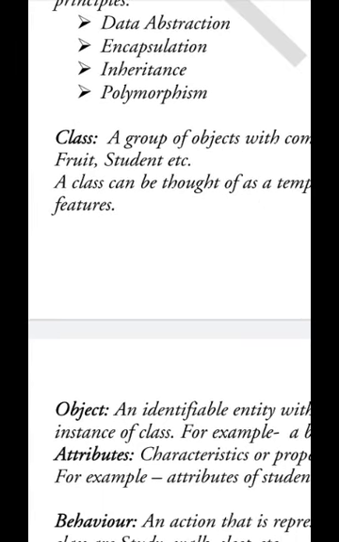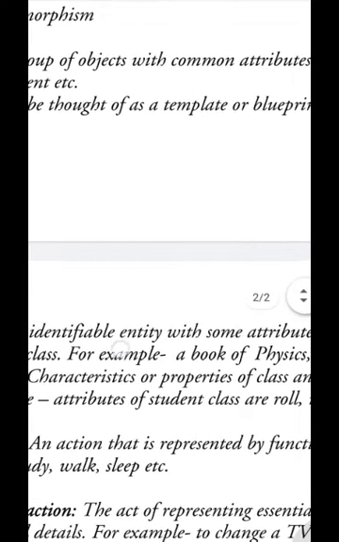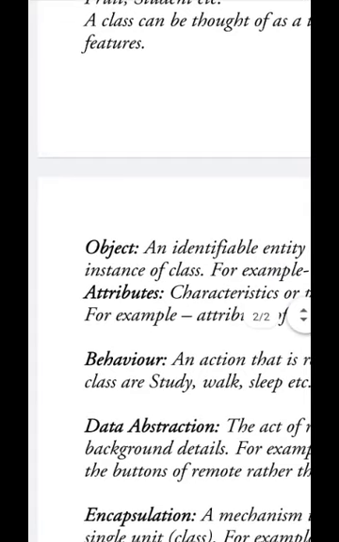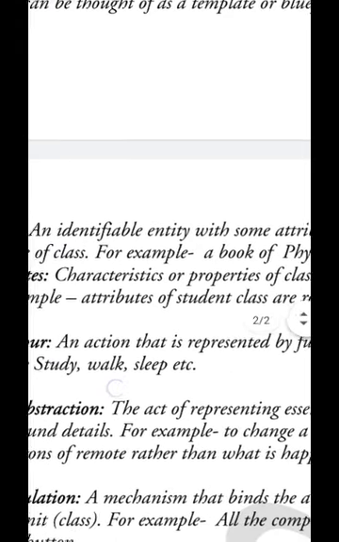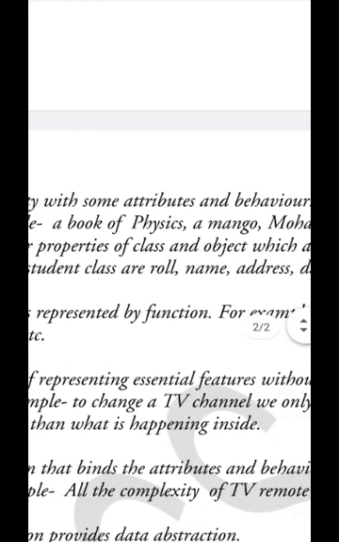For example, human being is a class, then we all are the objects of that class. If book is a class, then physics book, chemistry book, etc. are the examples of objects. Every class and object has some characteristics and behaviors. Characteristics are also known as attributes, and behaviors are the actions that are represented by functions or methods.